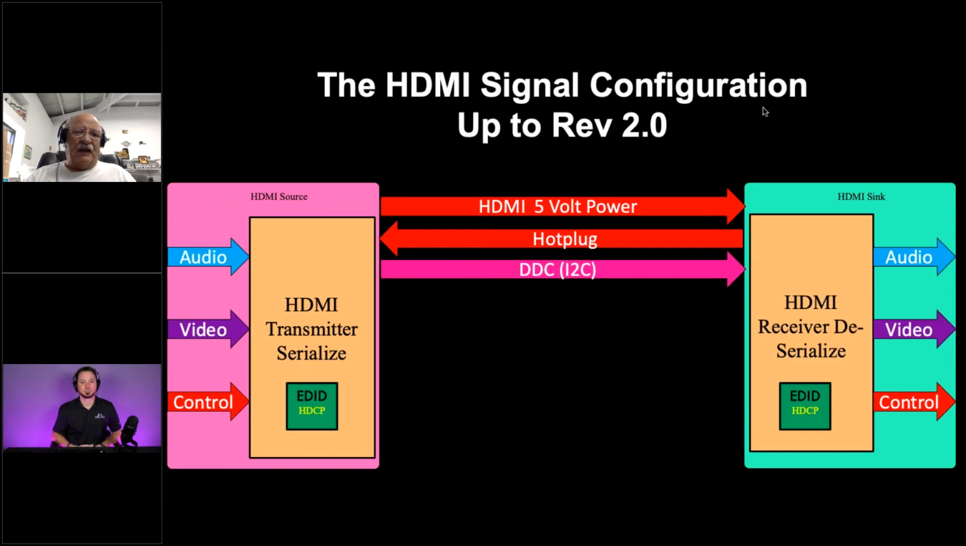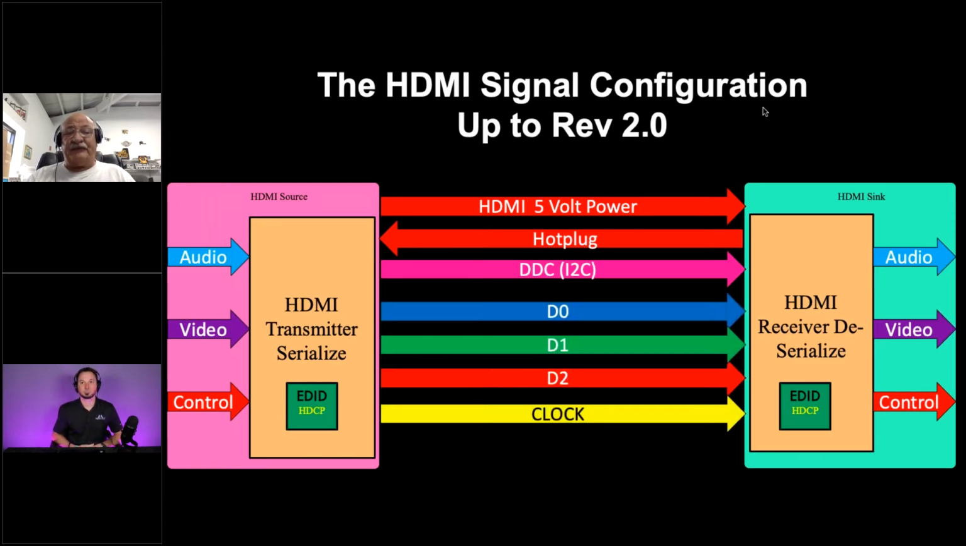Yeah. Then we got more stuff, right? So we have video, of course. This is in data channels. We call it D0, D1, D2. And then, of course, in order to synchronize all this serial information, we have an onboard clock. And at Rev 2.0, that clock is running about 150 megs. So that's the package. That's what you guys are dealing with every day.